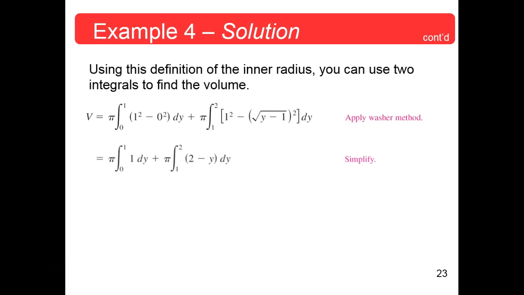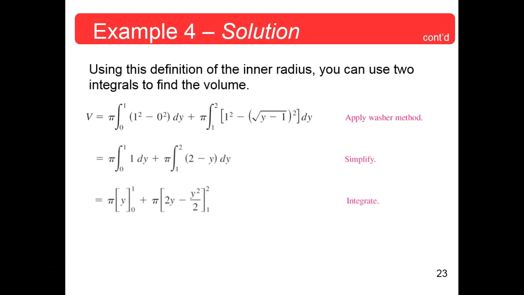Squared 1 and subtracted 0 from it, you get 1. Okay, and here you get 1 minus y minus 1. Well, 1 minus y plus 1, so 2 minus y, dy. That's what you're integrating there.